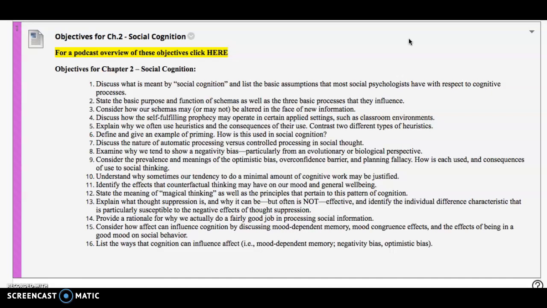State the basic purpose and function of schemas, as well as the three basic processes that they influence. So a schema, you're going to learn, is basically a cognitive shortcut. It's really a way of categorizing things that fall into similar categories. And we do this to sort of compartmentalize ideas, concepts, places, people in our brain. Our brain can hold unlimited amounts of information, but it likes to do so in an organized fashion. So we tend to develop what's called schemas.